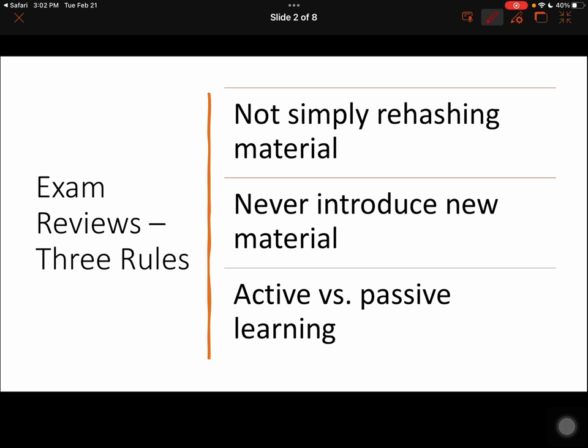If you do, usually it's the class before the exam. And it can be the whole class, it can be a portion of the class. Totally up to you. But there are three basic guidelines, rules that you want to think about when it comes to giving an exam review. So first of all, it should not be just a rehashing of the material. You should not just use a review session to repeat stuff.